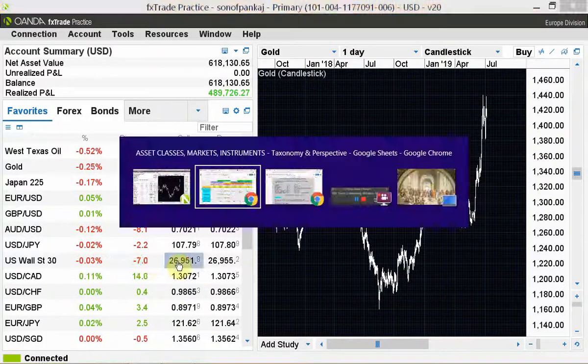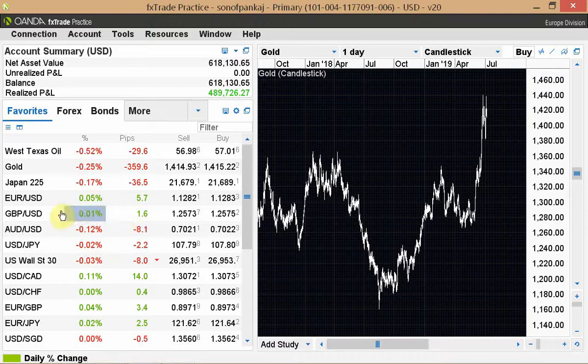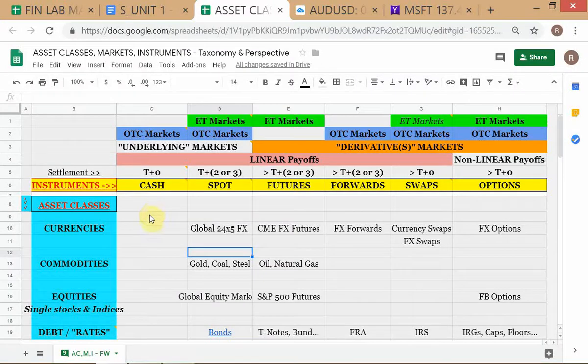So you can see this. Where would you put Japan 225 here, guys? Just since we are there, which row? Equities. Okay, so here we would put them. Most of these are quoted on a spot basis, and this is just a matter of knowing the convention. So you would put all the global equity markets, including indices, here.